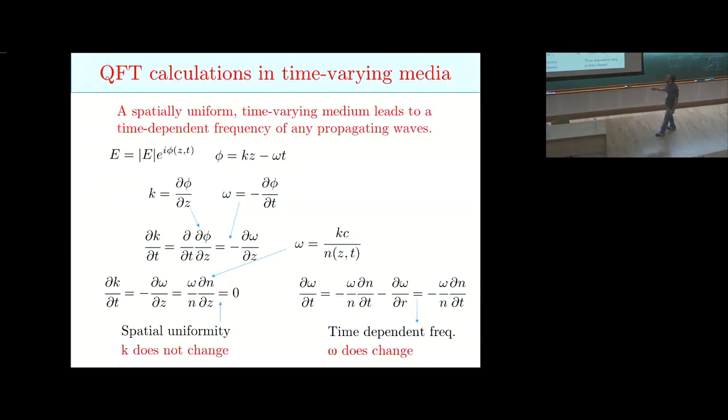I hope I've convinced you that in a spatially uniform material, the k does not change, but the omega does. And this is the exact opposite of what you have in a spatially varying system that's just constant.